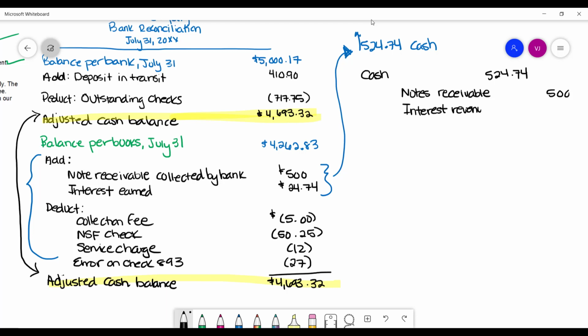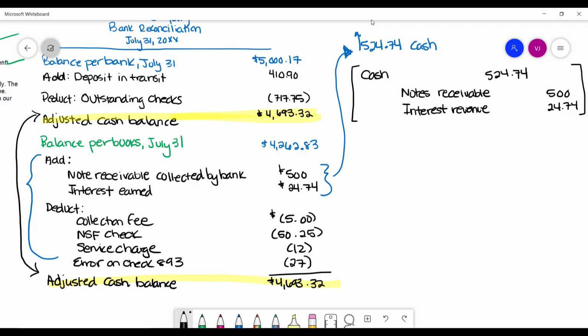So we will credit the notes receivable for $500, and we will credit interest revenue for $24.74 because we earned revenue on our cash balance. So if you earn interest, it counts as revenue. So that's the journal entry to, on the books, actually increase our last known cash balance.